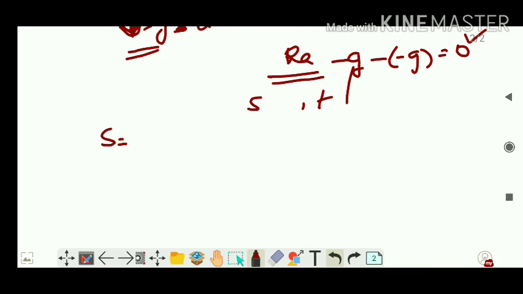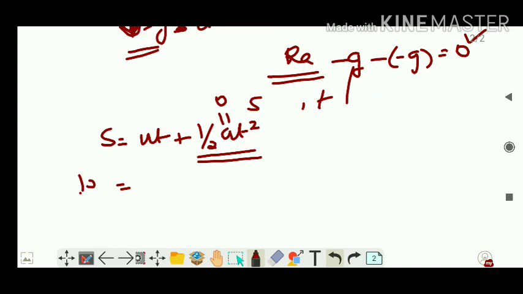I can write s is equal to ut plus half at square, right? Now the relative acceleration is 0, so this term goes to 0. What is the relative distance between these two? Initially it is 100 meter, one is dropped, the other is from the bottom, meaning the relative displacement is 100, right? And what is u, the relative velocity? 40. Let's say they are meeting after t, right? So I can directly find that the time after which they are meeting is 2.5 seconds.